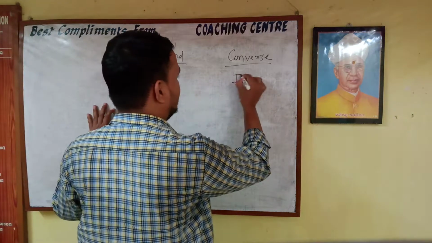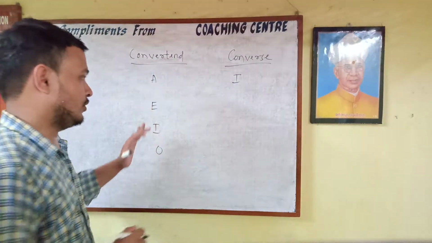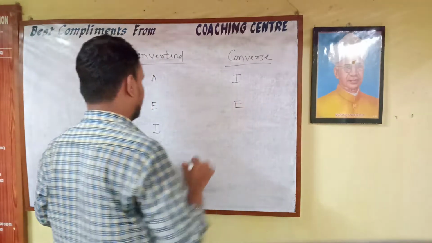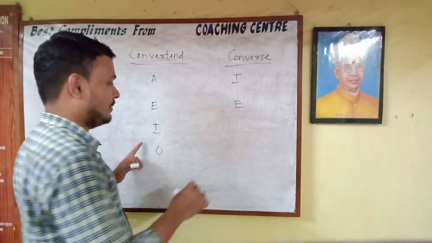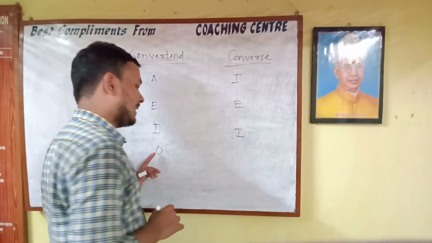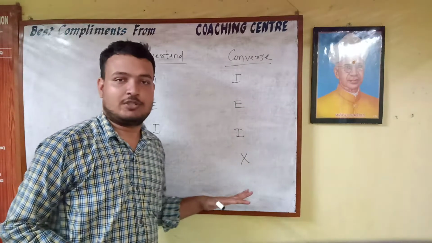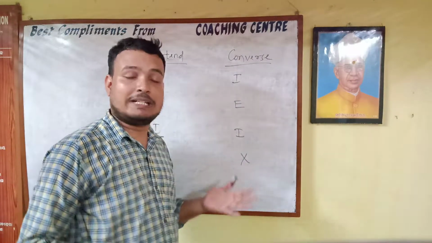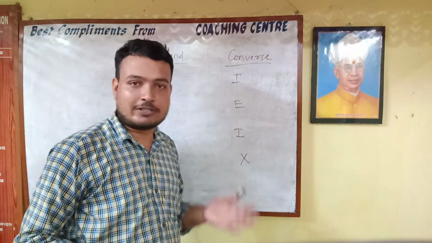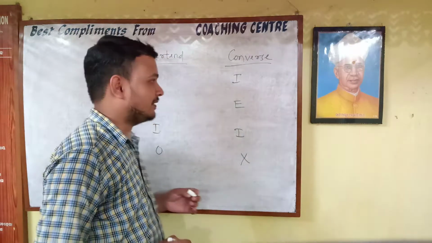We have four types of proposition, and as you know, A type of proposition will be converted to I type of proposition. E type of proposition will be converted to E type of proposition. I type of proposition will be converted to I type of proposition, and O type of proposition cannot be converted. Why is it not converted? Because it is not satisfying the rules of conversion.